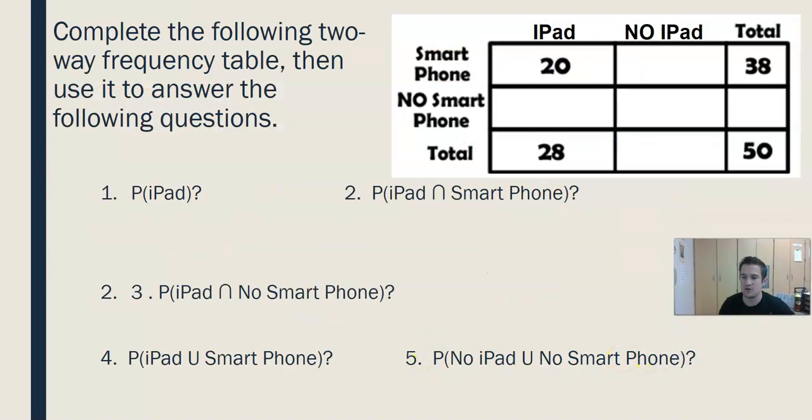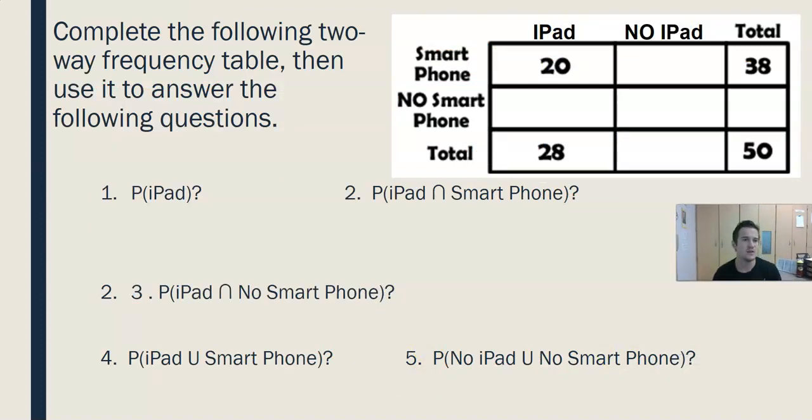This one is also in your guided notes. It says, complete the following two-way frequency table, then use it to answer the following questions. So notice here, I don't have all the information given yet. I have a two-way frequency table. In my rows I have smartphone and no smartphone, so people who have smartphones, people who don't have smartphones. And up on top, the columns are people who have iPads and people who don't have iPads.